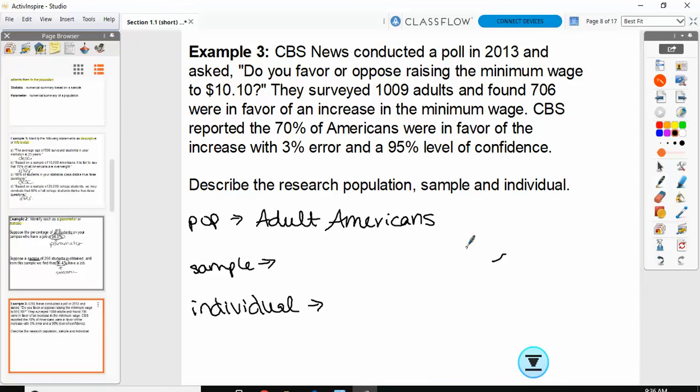So what would my sample be? My whole group is every adult American, which we know it would not be feasible to talk to every single person. So who did they talk to? 1,009 adults. Okay. What would an individual be? Yeah. So each adult or one adult, just one person that they talk to would be an individual. So sometimes it's not specifically stated and sometimes it is. We just have to kind of read into the question a bit to understand.